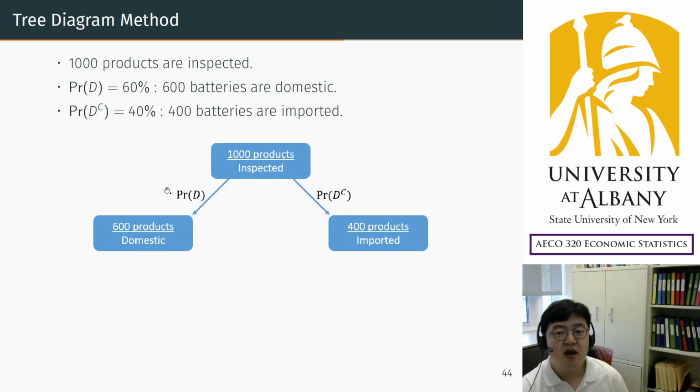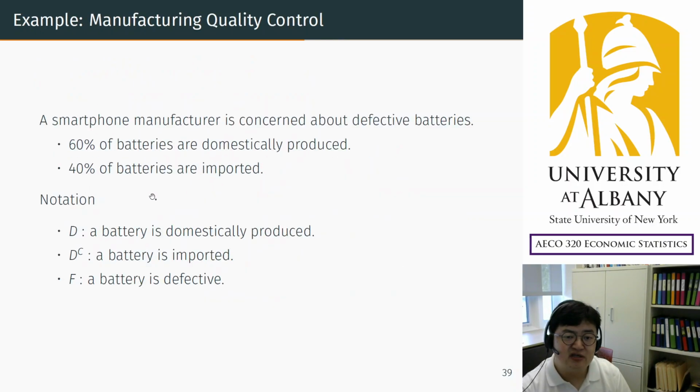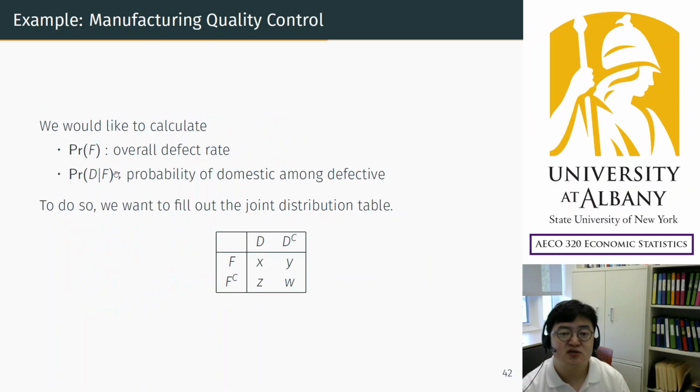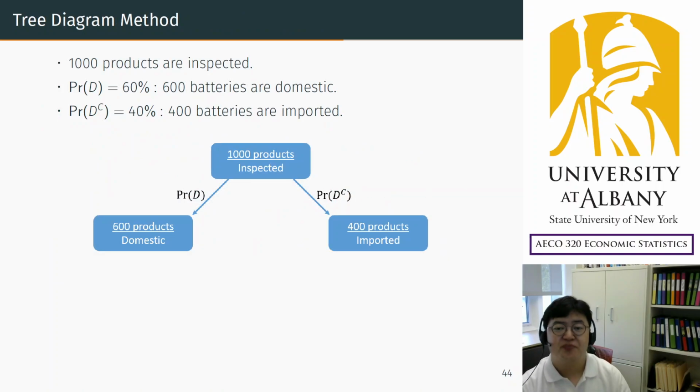1,000. And then first, we are going to classify those batteries into domestic batteries and imported batteries, right? By the way, at the beginning of this example, I gave you the overall proportion between domestic and imported batteries. So there are 60% and 40%. So based on that probability, I'm going to divide the big pile of batteries into a domestic battery pile and an imported battery pile.